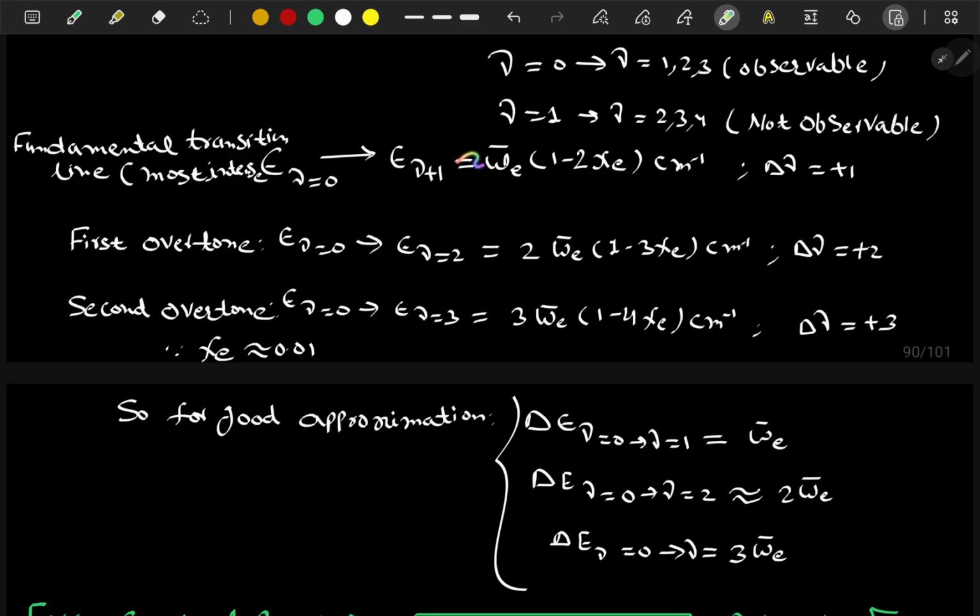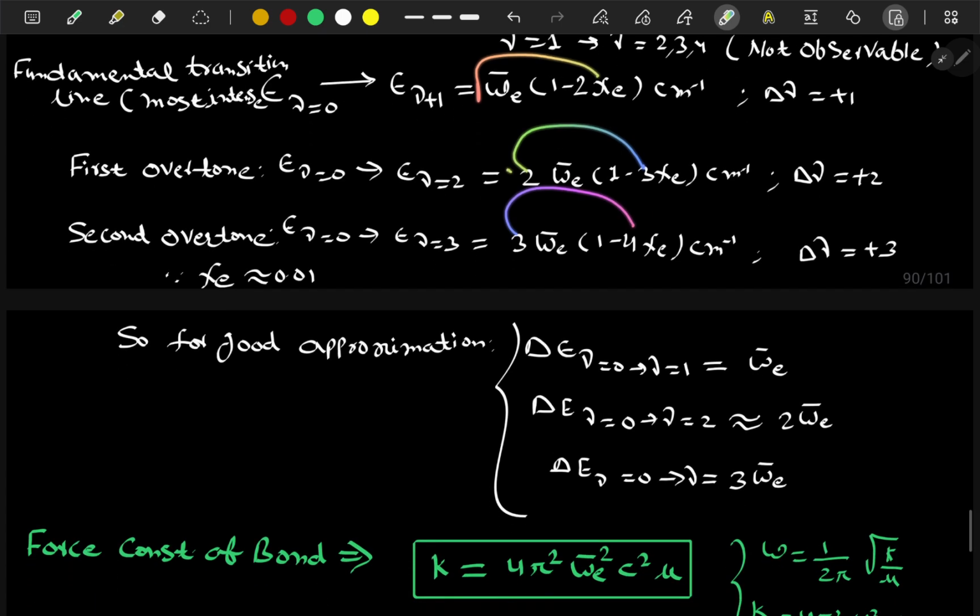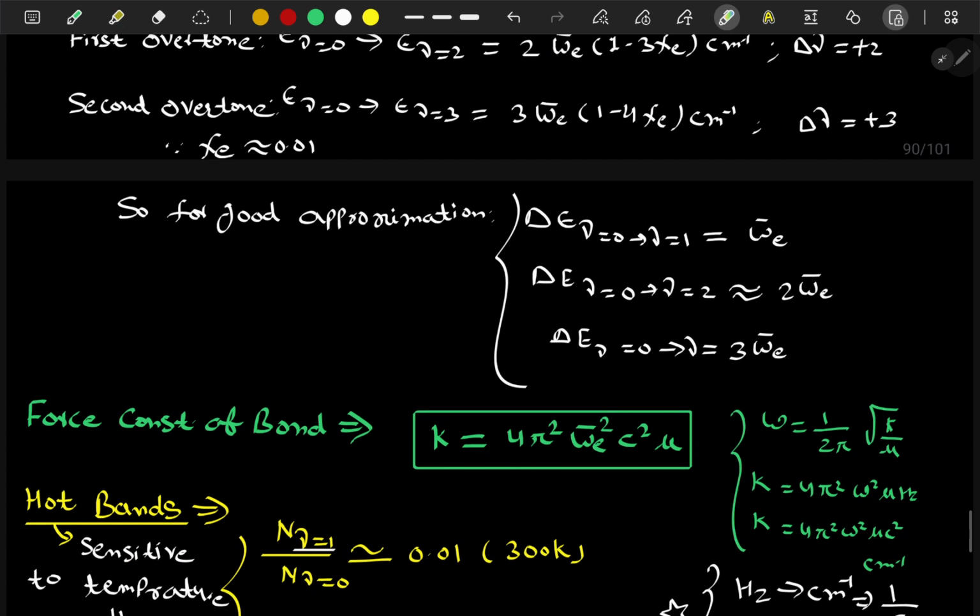And how will you remember that? For fundamental 1, 2. Just remember it, okay? For fundamental 1, 2. For first overtone 2, 3. For second overtone 3, 4. And you are as good, comfortable.